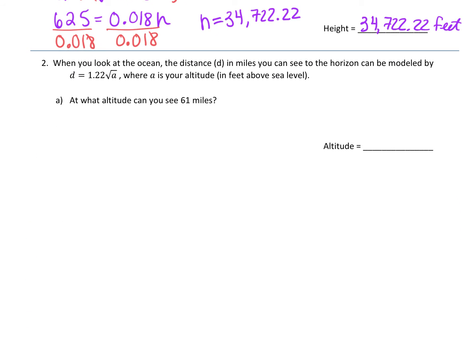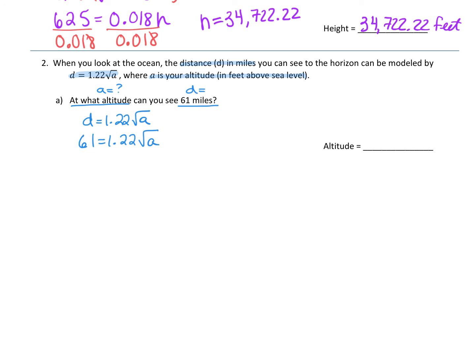All right, let's look at the second problem. It says, when you look at the ocean, the distance in miles you can see to the horizon is modeled by this equation: D equals 1.22 square root of A, where A is the altitude, or the feet you are above sea level. So it wants to know at what altitude, so what does A equal, when you can see for 61 miles. So I'm going to take the equation they gave me, substitute 61 in for D, and then solve for A.